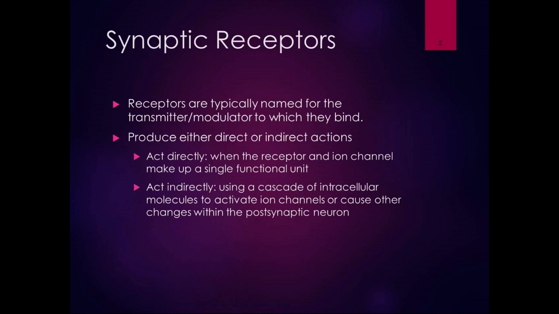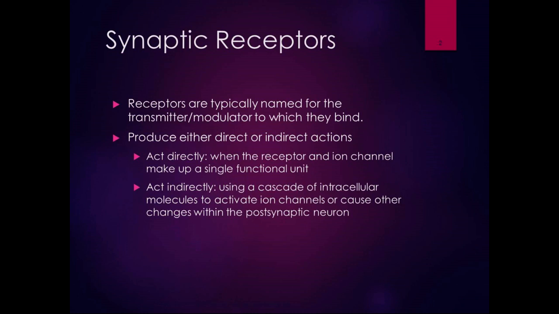The direct action is when the receptor and an ion channel make up a single functional unit. Those are the ligand-gated channels, and the neurotransmitter binding to the channel opens up the channel. That's how it acts directly on the postsynaptic cell. Usually when they act indirectly, the binding of the neurotransmitter or neuromodulator triggers a cascade of intracellular molecules, either to activate ion channels or cause other changes within the neuron.